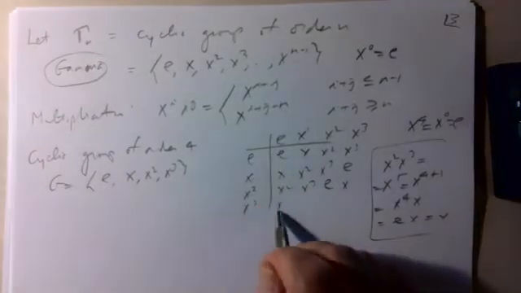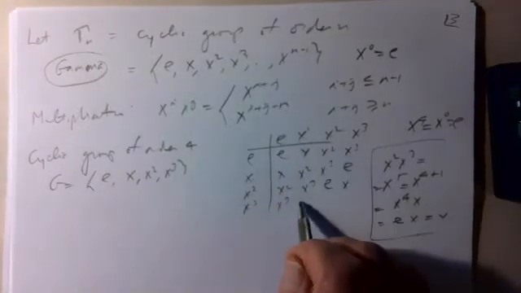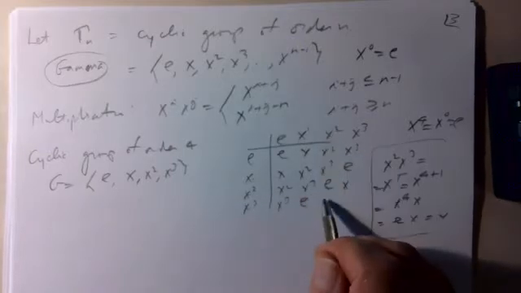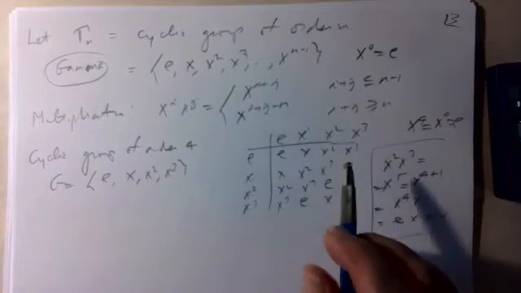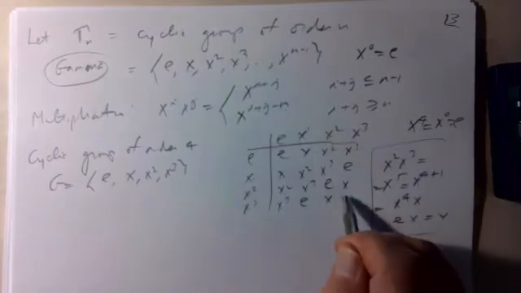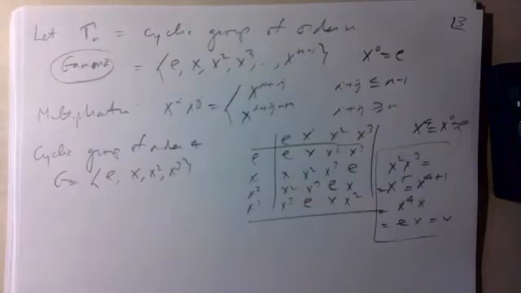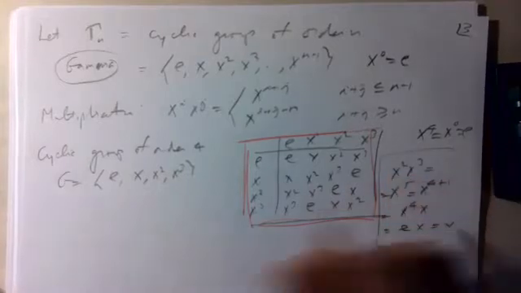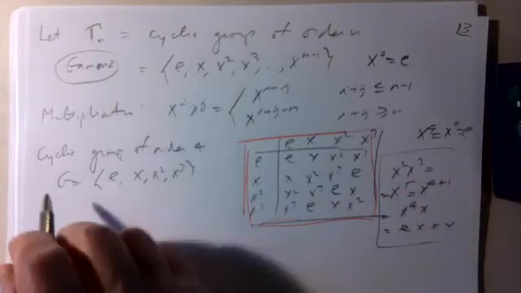x cubed times e is x cubed. x cubed times x is x to the fourth, which is e. x cubed times x squared is x to the fifth, which is x. x cubed times x cubed is x to the sixth. 6 minus 4 is 2. So this is the multiplication table for the cyclic group of order 4.